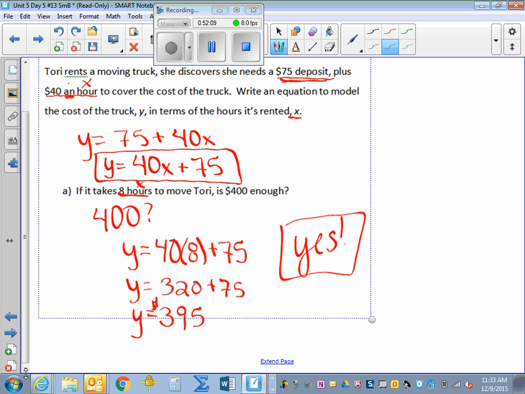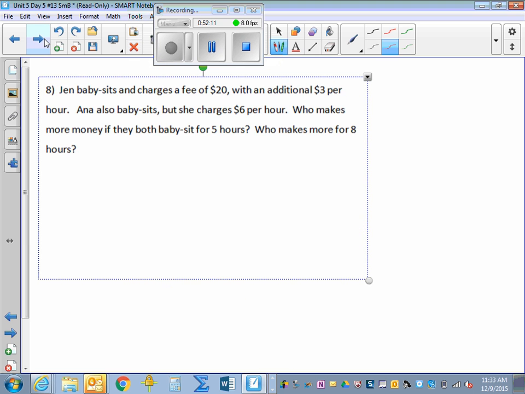Okay. And then finally, our last one. Jen babysits and charges a fee of $20, with an additional $3 per hour. Anna also babysits, but she charges $6 per hour. Who makes more money if they both babysit for 5 hours? Who makes more for 8 hours? So we have a lot happening. First of all, we've got Jen.